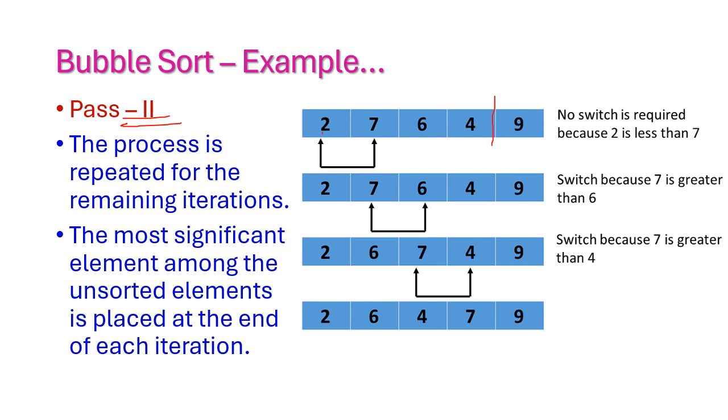Okay, 2 and 7 we need to compare. No need to swap because 2 is less than 7. Okay, and next step we can take 7 and 6. Here 7 is greater, 6 is smaller, then we need to swap these two items. See, 6 and 7. Now we need to compare 7 and 4. Here 7 is greater, 4 is smaller, then we need to swap these two items.